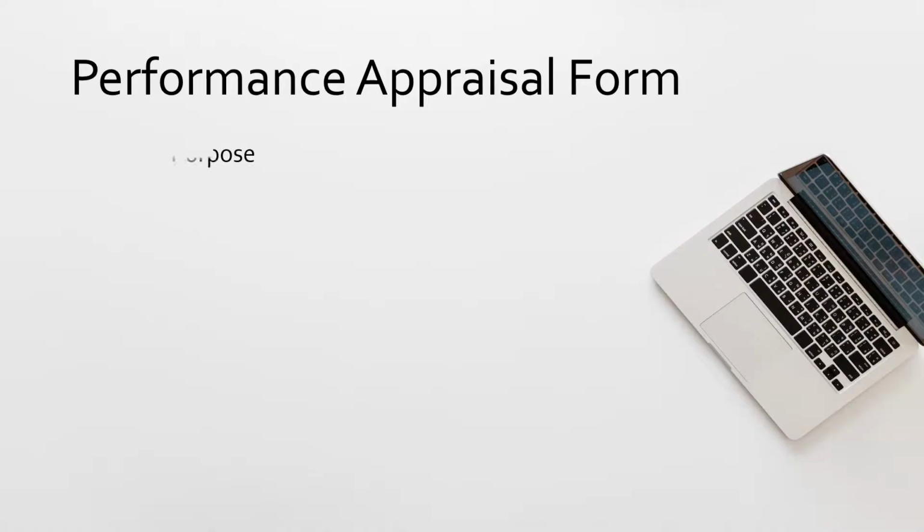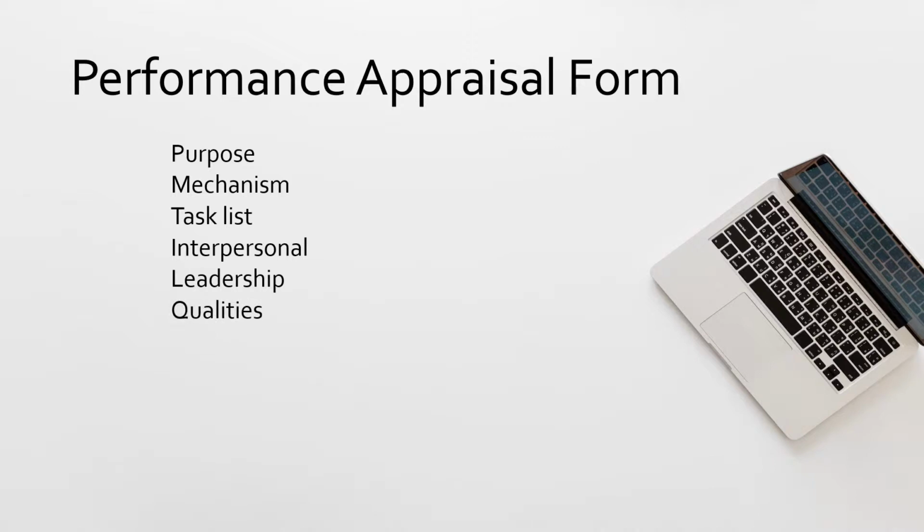The standard performance appraisal form will state the purpose and goal of the appraisal, have a grading mechanism, and have a task list. It will identify interpersonal skills, leader and management skills, personal qualities, objectives for the current year and next year, training and development, comments by the employee and supervisor, and be signed off by both parties.